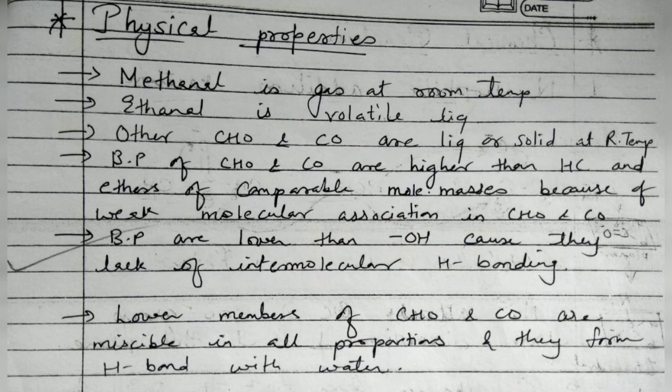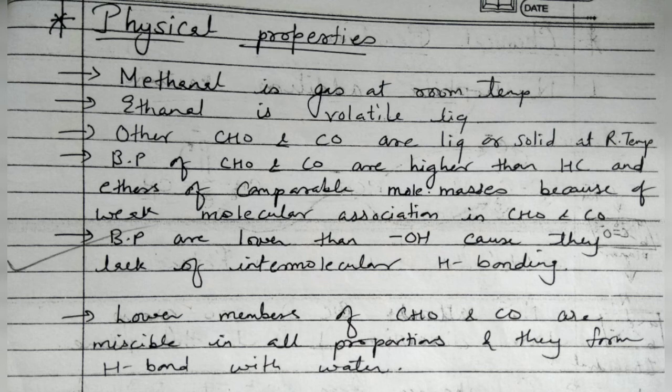Other aldehydes and ketones, CHO and CO, are liquid and solid at room temperature. Boiling points of aldehydes and ketones are higher than the hydrocarbons and the ethers of comparable molar masses because of the weak molecular association in aldehydes and ketones. Aldehydes and ketones जल्दी हाइड्रोजन बॉन्ड नहीं बनाते हैं. So because of the less capacity, they are having a difference in the boiling point. Okay, boiling points are lower than the alcohols.